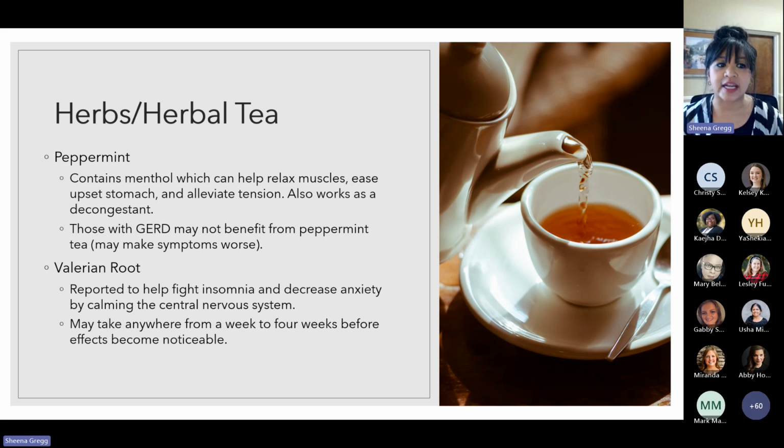There's also something called valerian root. It is reported to help fight insomnia and decrease anxiety by calming the central nervous system. You may see some valerian root teas out there. I wouldn't be surprised if somewhere like Manna Grocery in town had it. I've actually tried it before. It smells awful, or at least awful to me, but I've heard other people say that it has a funky smell. Apparently, it's on the rise as an herb that's been recognized to really help with sleep quality. So if you're okay with the funky smell and you want to try it out, that's something to consider.